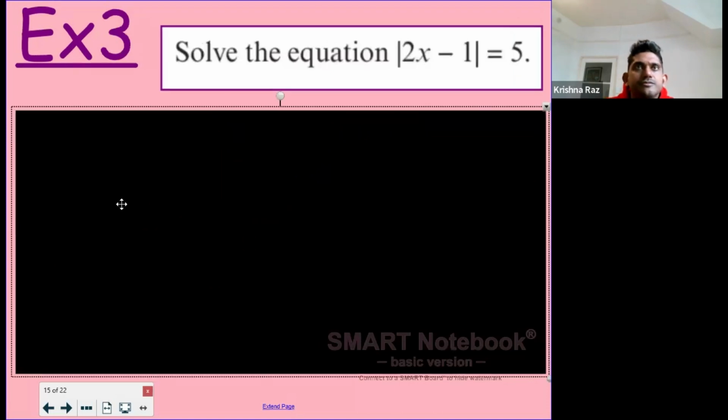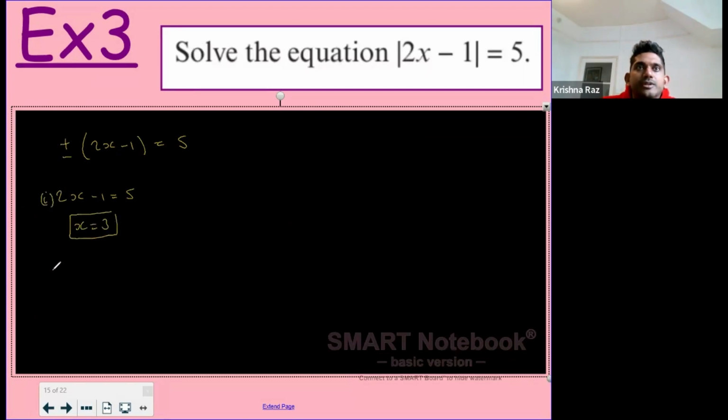So I think I have 5 examples. So example 3. Solve the modulus of 2x minus 1 equals 5. In this one, like we did in example 1, I have positive and negative 2x minus 1 equals 5. If we take the positive version, 2x minus 1 equals 5, so 2x will equal 6, x will equal 3.